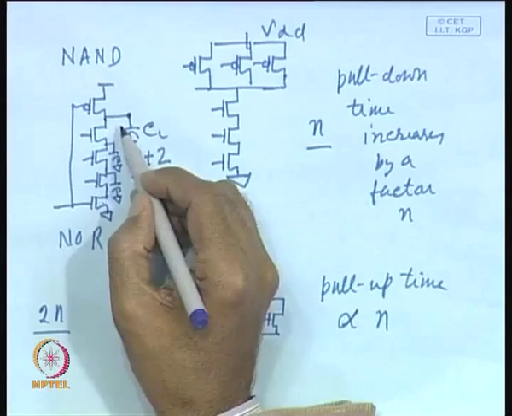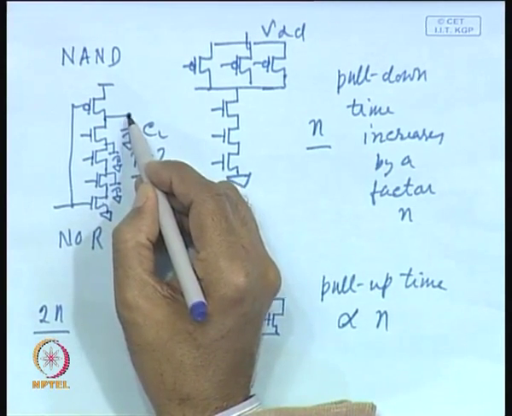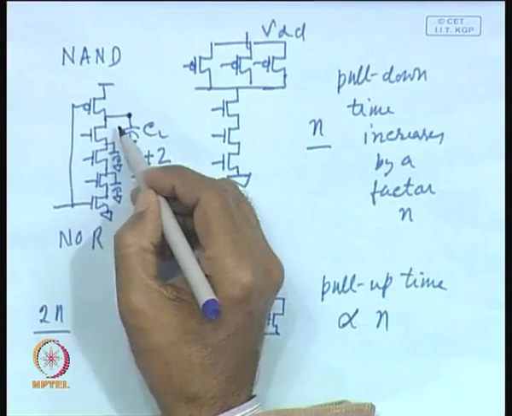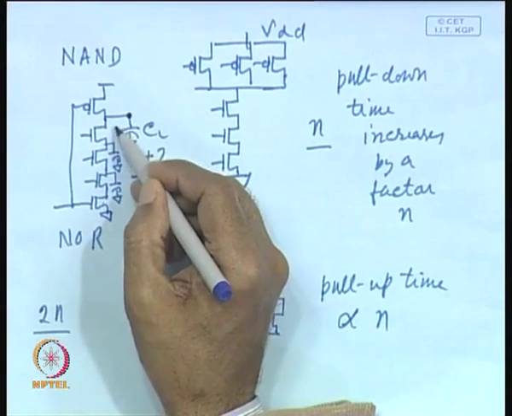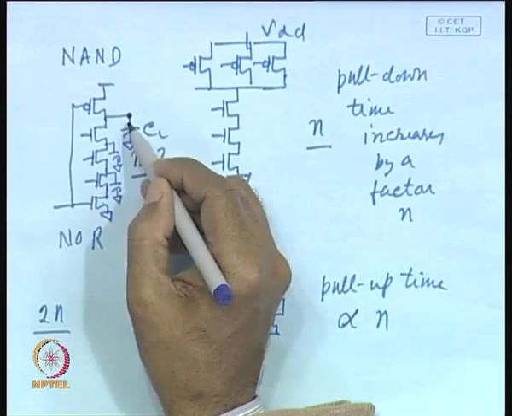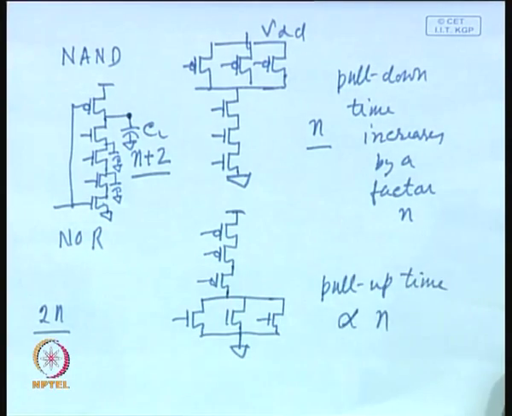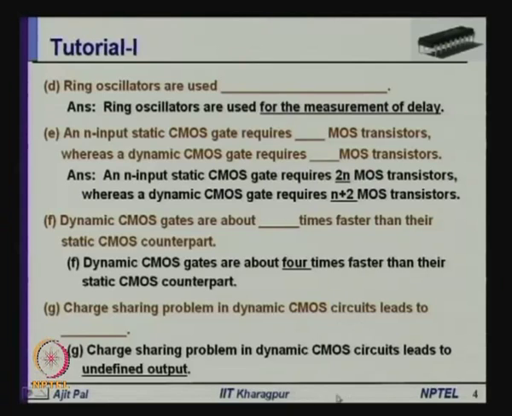For example, you have charged it to 1 and subsequently the next output is also 1. So, in between, during evaluation it will discharge and again you have to charge. So, that will lead to additional power dissipation, but the primary outcome is undefined output.